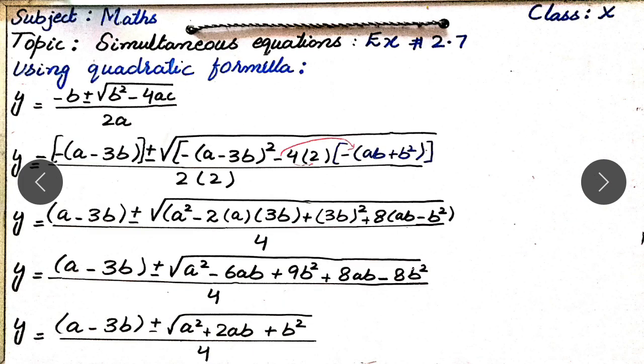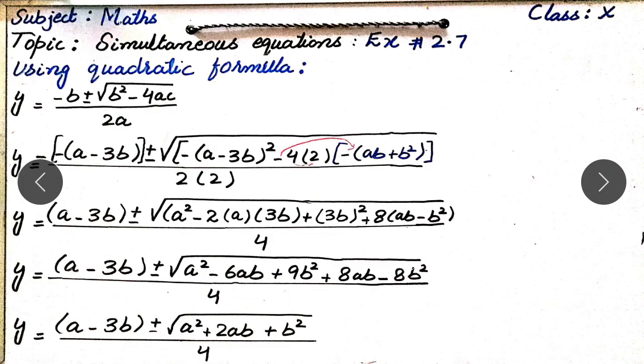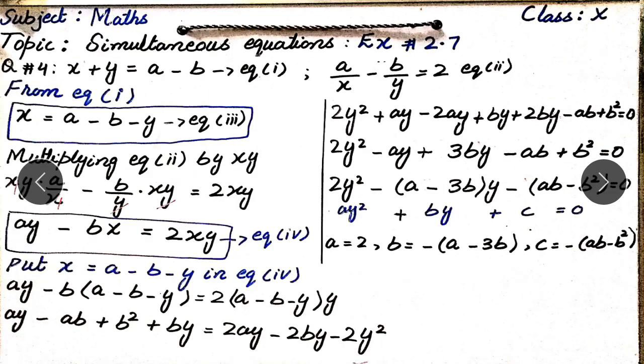Okay, let's solve it ahead. Here you can see that since this is a complicated expression, it cannot be solved by midterm partition, so we can apply the alternate method, which is the quadratic formula. So here the quadratic formula is applied. You can see here that we have written y, because we are supposed to find the value of y. Now you don't write here the value of x.